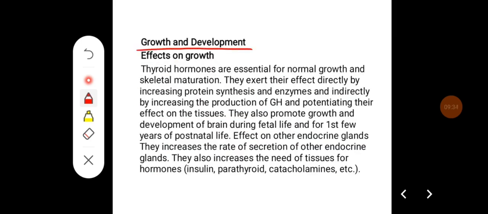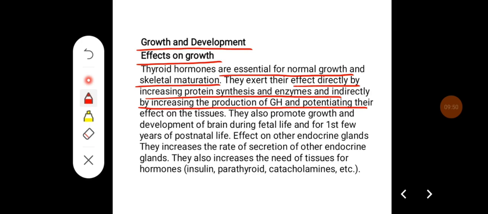The role in growth and development. Their effects on growth: thyroid hormones are essential for normal growth and skeletal maturation. They exert their effect directly by increasing protein synthesis and enzymes, and indirectly by increasing production of growth hormone and potentiating its effect on the tissues. They also promote growth and development of the brain during fetal life and the first few years of postnatal life.